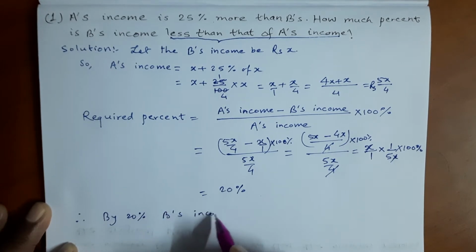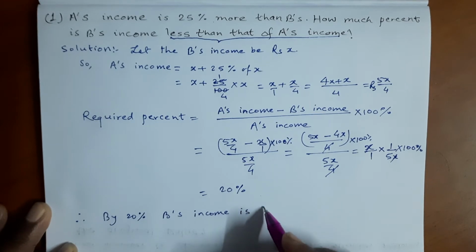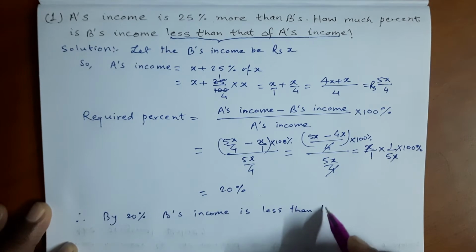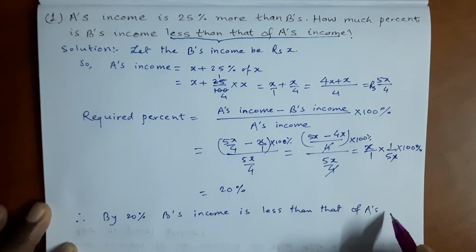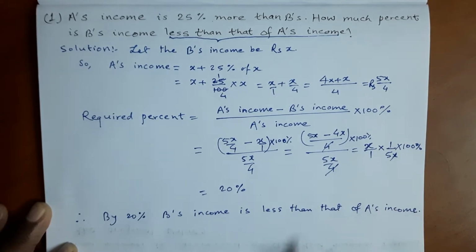B's income is less than that of A's income. Like this way you can conclude.